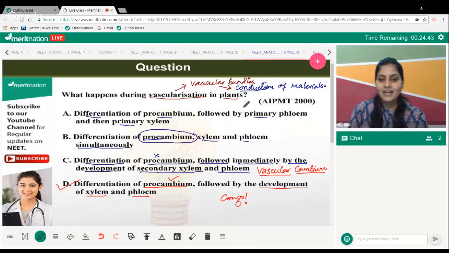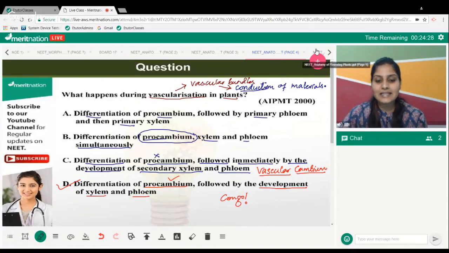Is this understandable, everyone? So we've seen all the options one by one. We've tried to find out why this is right and the others are wrong. Okay, right. Moving on to the next question.